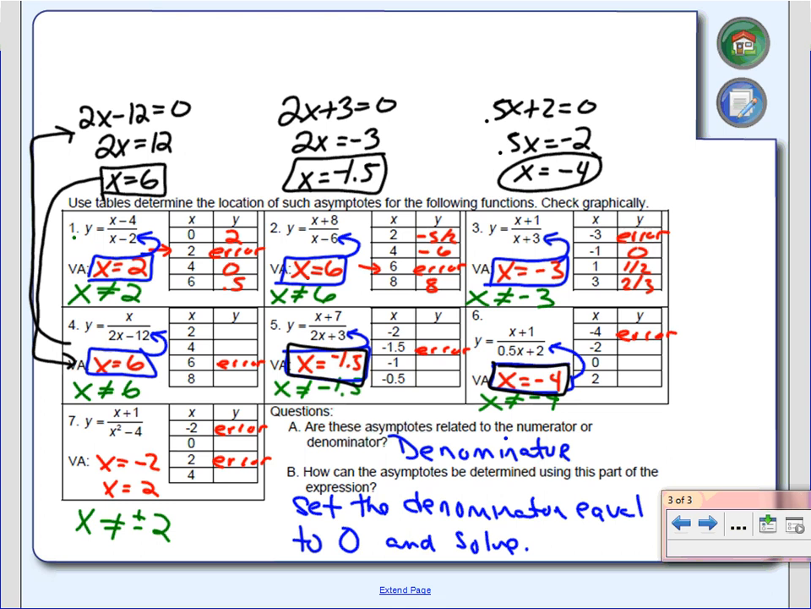Now look at number 7. A little bit different with number 7. X squared minus 4 equals 0. What do you notice about this equation? What kind of equation is it? What do you call it when there's an x squared in the problem? Not a square root. Quadratic. It's called a quadratic. How many solutions does a quadratic have? 2 solutions, which is why I have 2 vertical asymptotes.